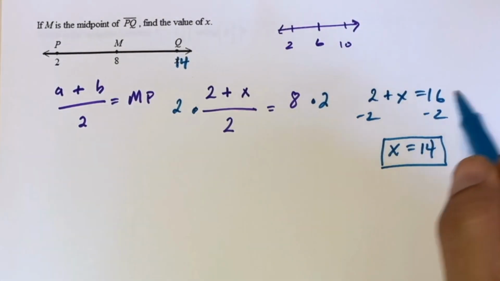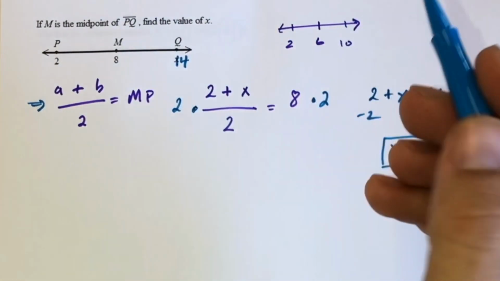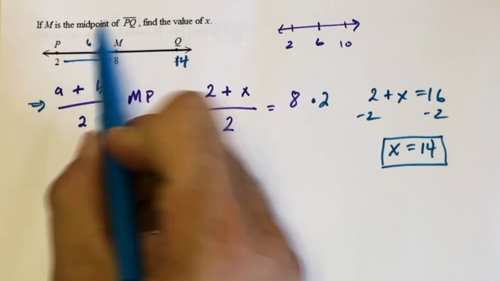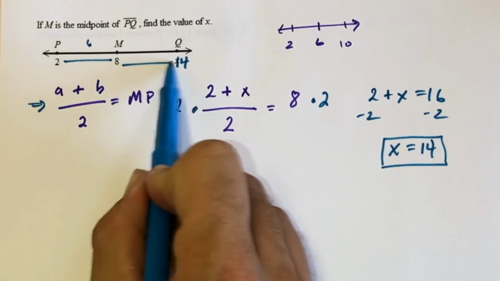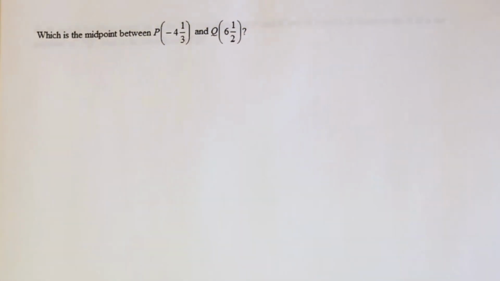And if I were to plug the 2 and the 14 into this equation here, I would in fact get the 8. You could also identify that the distance from here to here is 6. So maybe the distance from here to here you want to be 6 as well. But if you're presented with fractions and decimals, that could get a little difficult.